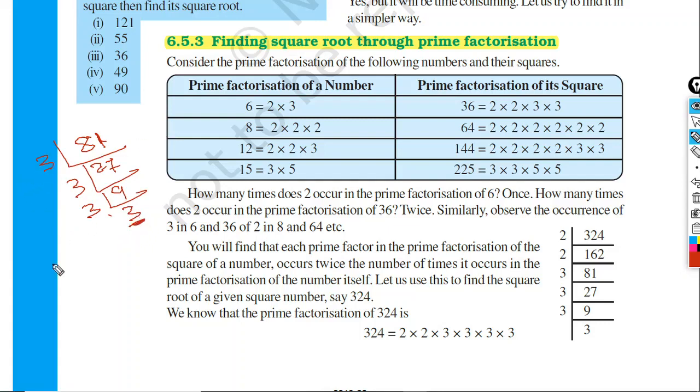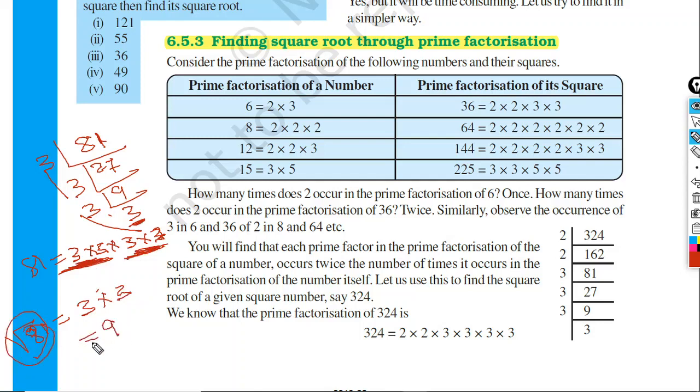So you can say 81 equal to 3 into 3 into 3 into 3. Now you can see there are two pairs of 3. So we can say square root of 81 is equal to, we will take one number from this pair and one number from this pair, 3 into 3, which will be equal to 9.